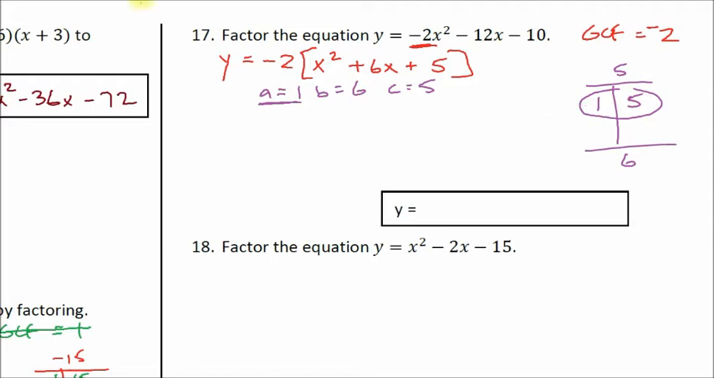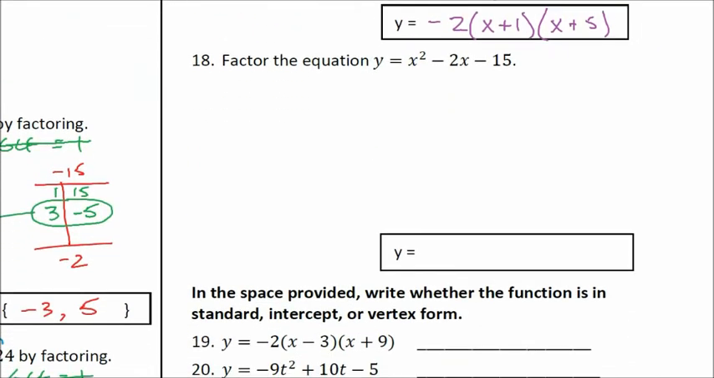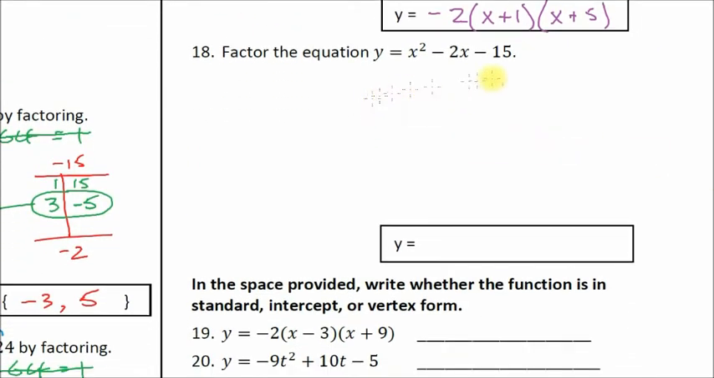In fact, class, why not just write our solution right in the box? Y is equal to, don't forget the GCF. Actually, I shouldn't put an arrow there. That might confuse you. Don't forget the GCF. The GCF has to be in our solution. And then let's use our combination of values: x plus 1 and x plus 5. Factoring is done. Next, on number 18, factor this equation.